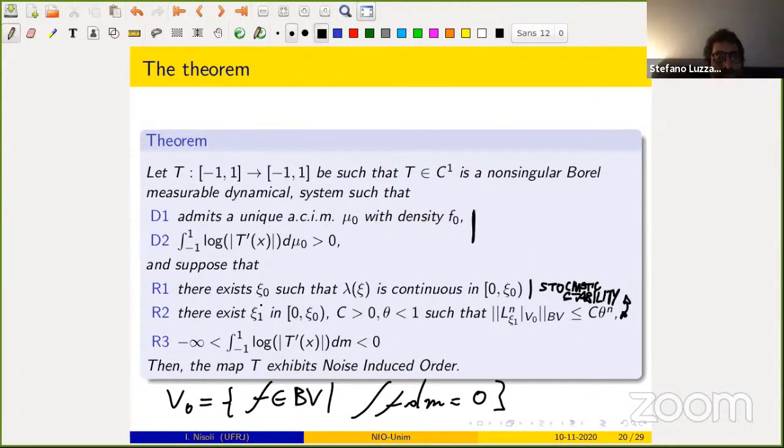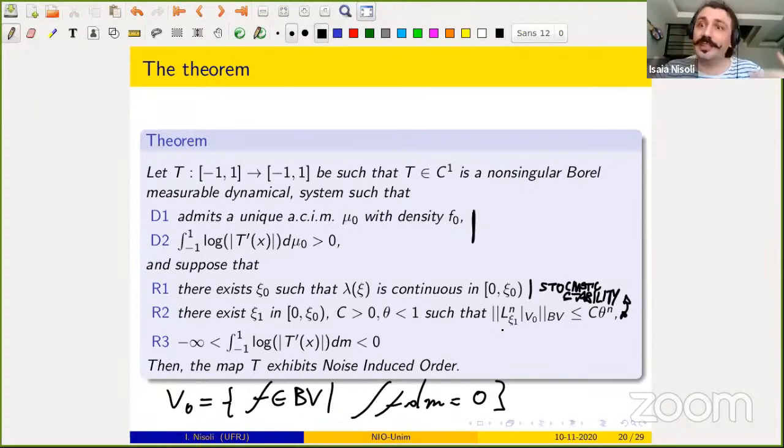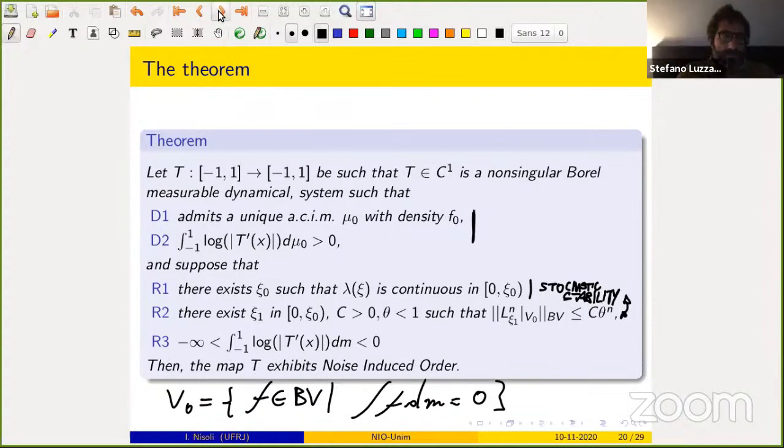Why? Because, for example, you may have that for xi equal to zero, the system has a polynomial decay of correlation. But for xi slightly bigger than zero, and I have this result, then you get exponential decay of correlation. So this result is written in this way because the biggest issue in proving my results in general is our results on stochastic stability. And these results on stochastic stability are really technical and complicated. I will continue commenting.